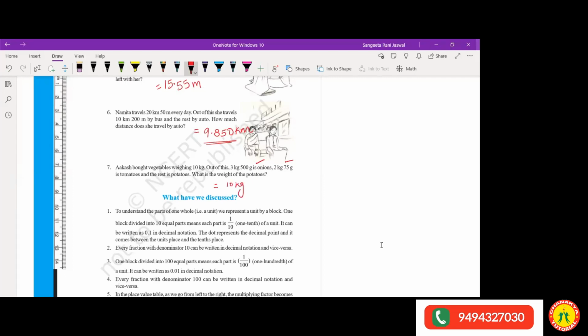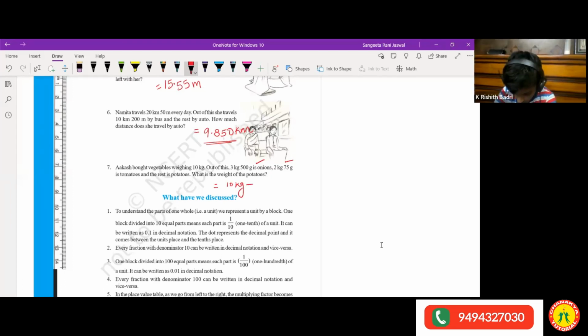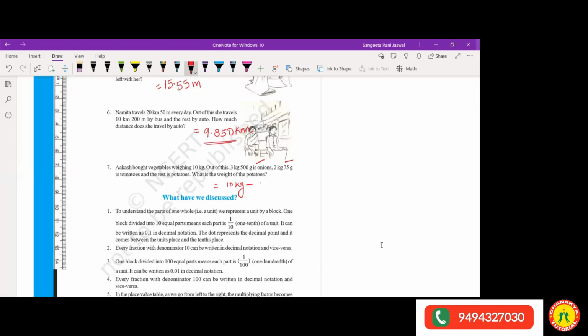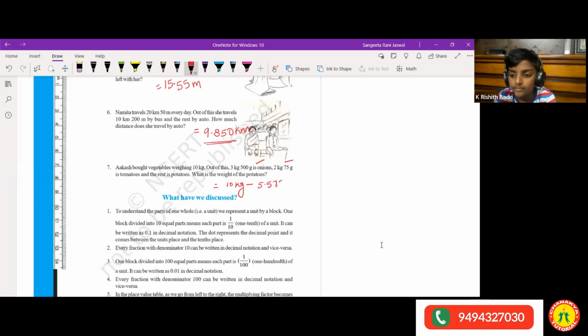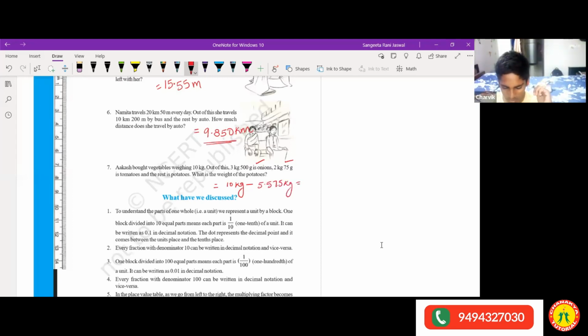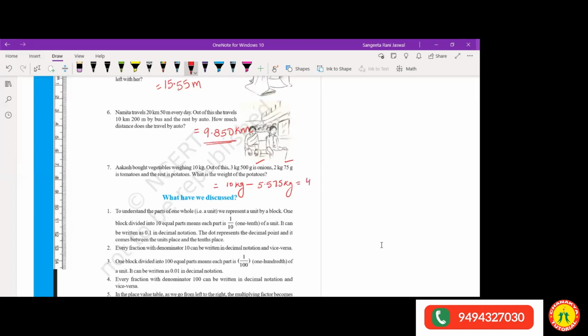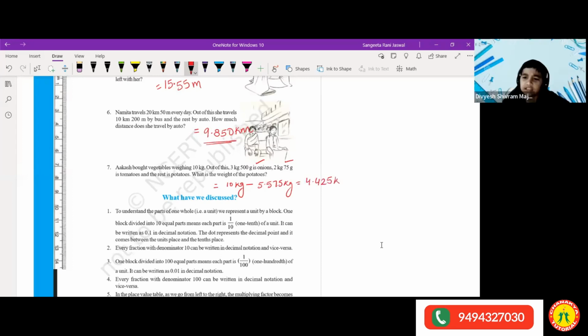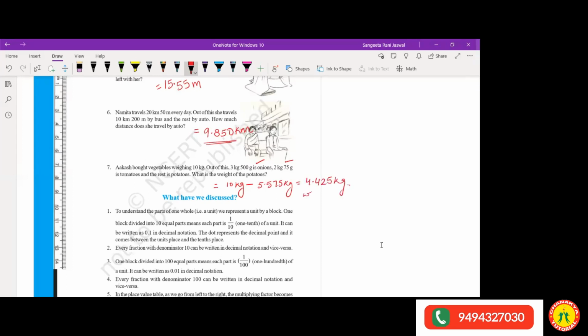Rishit, what did you get for the weight of onions and tomatoes? Ma'am, the sum I got is 5.575. Ma'am, I also got the same. And the difference of 10.000 and 5.575 is equal to 4.425. Okay, 4.425. I got the same answer. Teacher, my answer is 4 kilos 425 grams. Okay, 4.425 kgs. That's the weight of potatoes.